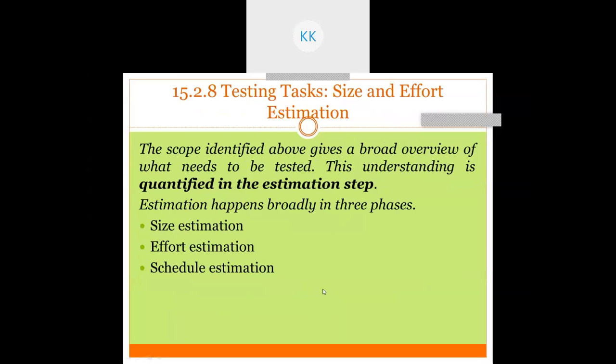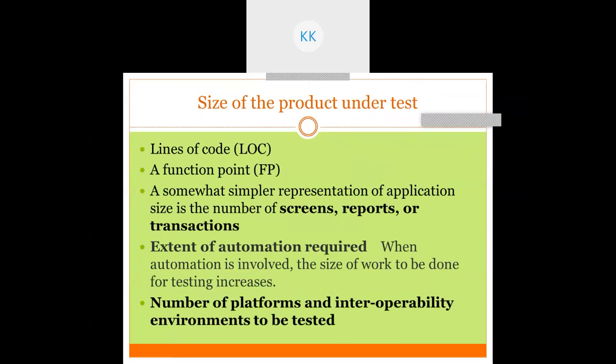We have seen size, estimation, effort, schedule. Like size, you can measure in lines of code. In the COCOMO model, we have seen we represent it by kilo lines of code. Then function points are there. Then different measures of size: screens, reports, or transactions which we do, that can be a measure of your size.